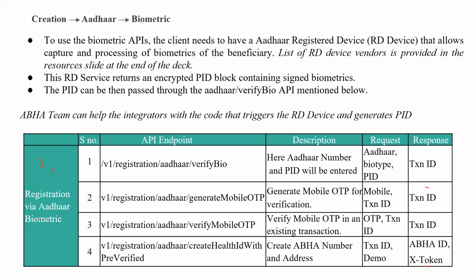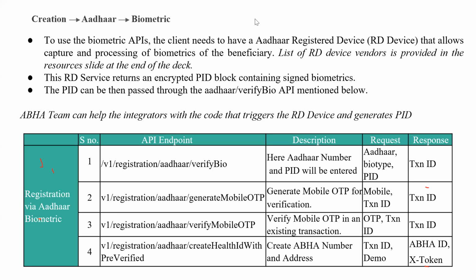Yeah, so now I would be discussing that since there are times that many persons do not have their mobile number linked. For that, biometric is the method that can be used, which can be very handy in creating the Aadhaar number. For that we require an Aadhaar registered device, which will capture a PID and which would be passed in the API, and then it will generate the respective Aadhaar number.